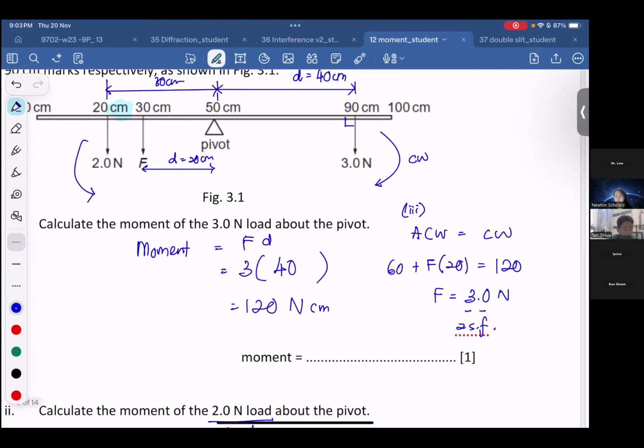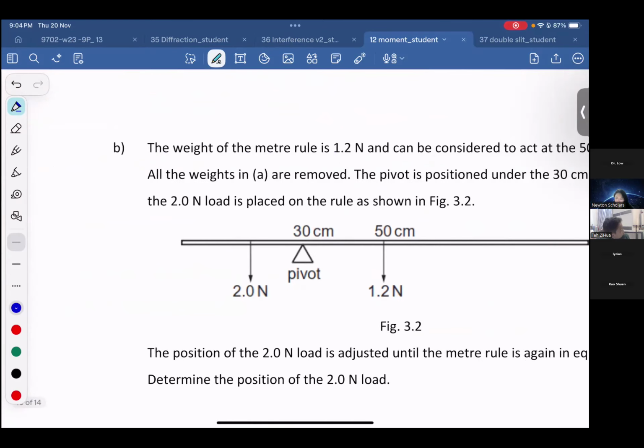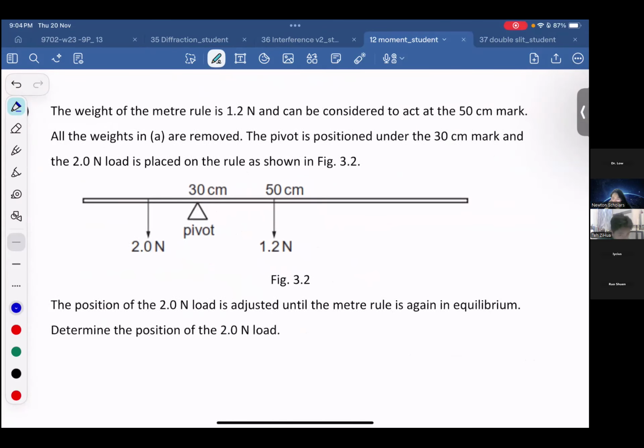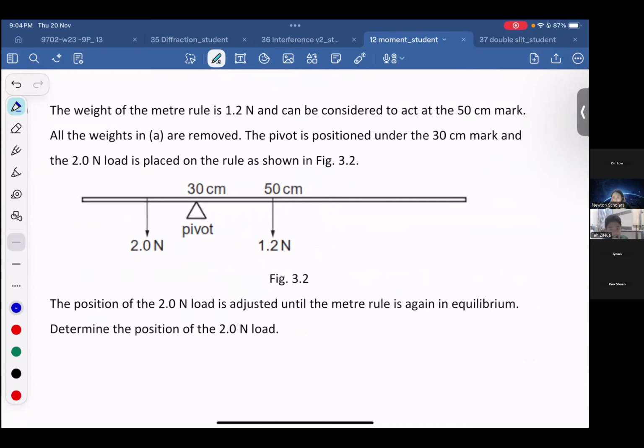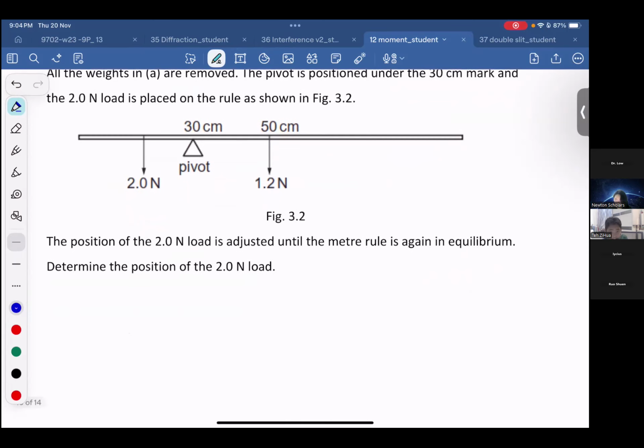Can we? Okay, here. The weight of the ruler is 1.2 and it is considered to act at the 50 cm mark. All the weights in A are removed. The pivot is positioned under the 30 cm mark and the 2 Newton load is placed on the ruler. The position of the 2.0 Newton is adjusted until the meter rule is balanced again. Can you determine the position of the 2.0 Newton? Try and then tell me. Where is the position for the 2.0 Newton?